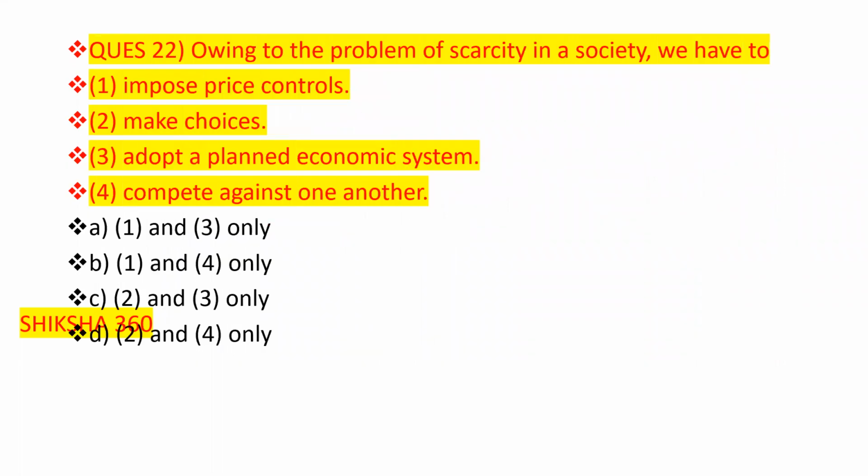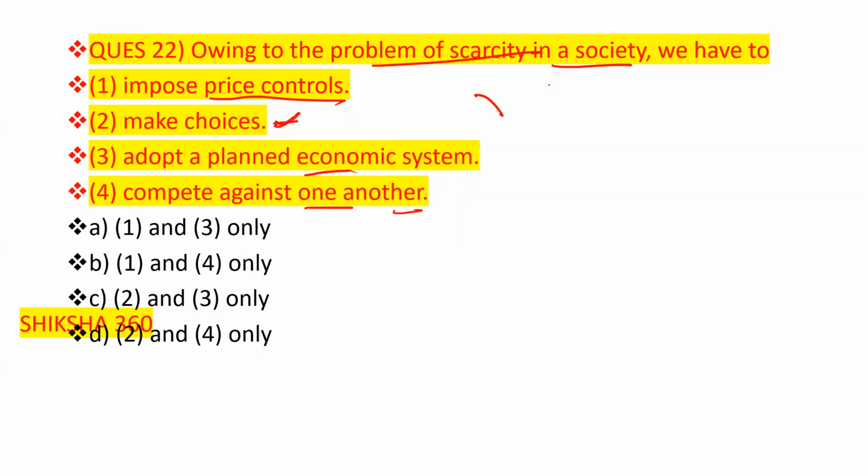Question number 22. It says that owing to the problem of scarcity, that is the deficiency in a society, we have to impose price controls, make choices, adopt a planned economic system, or compete against each other. Basically, this one is the correct one. We have to make a choice.